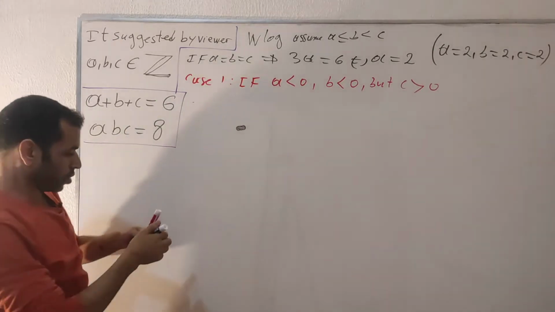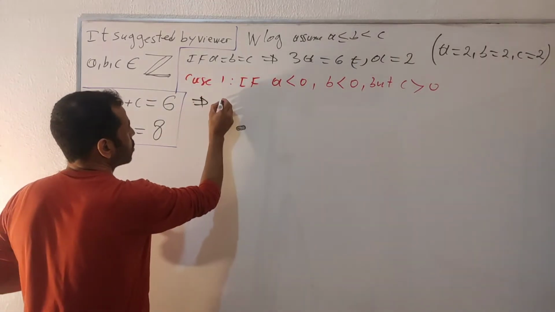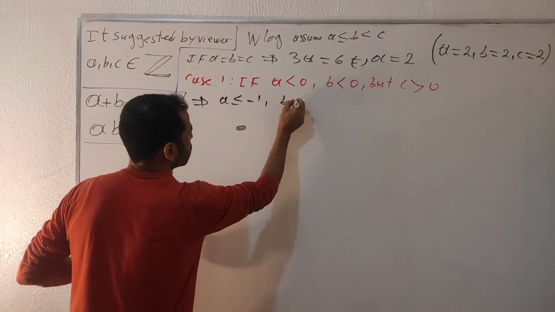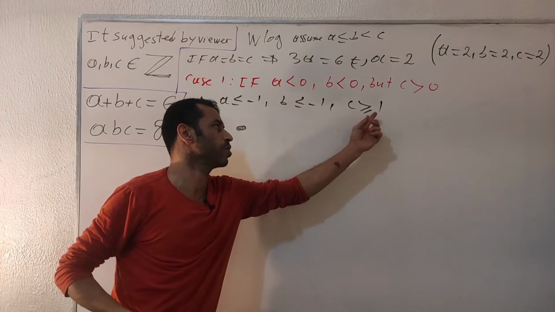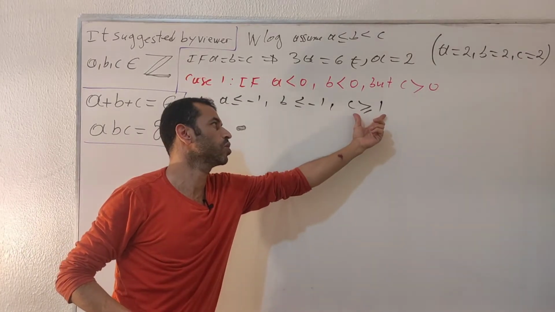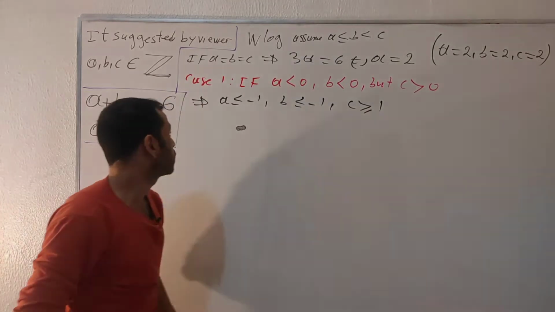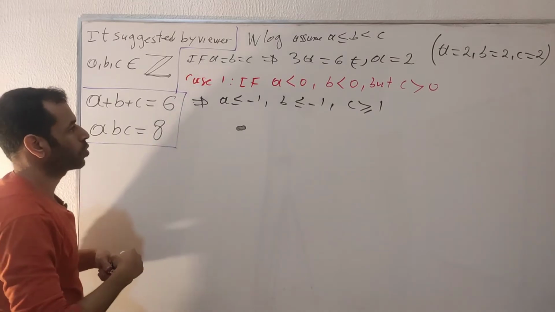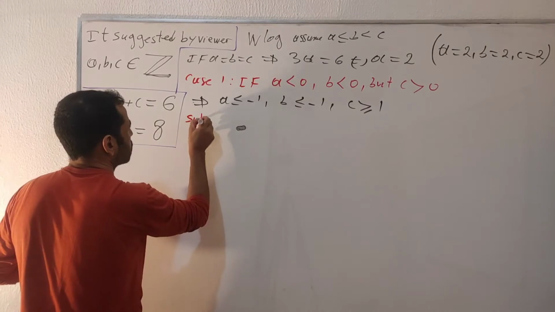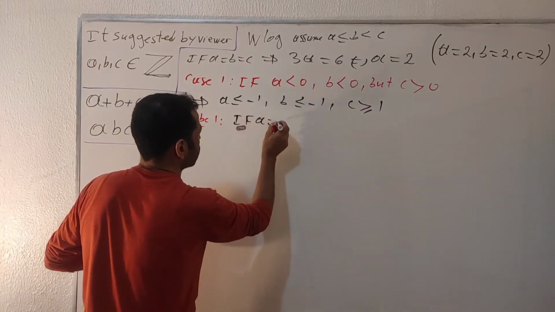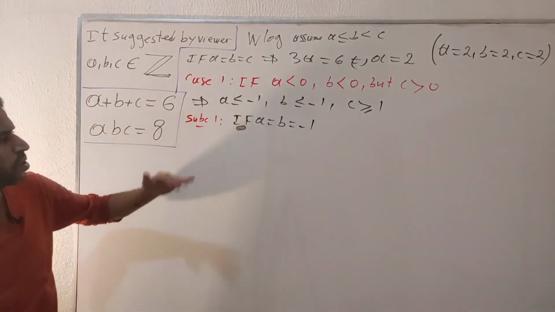So a is less than 0 and b is less than 0, which means a is at most -1 and b is at most -1, with c at least 1. Since 1 could be included here, we put the greater-or-equal sign. What I'm going to do next is take another two sub-cases here. Sub-case number 1: a equals b equals -1. If we have equality on the negative numbers, let's see what it gives us.